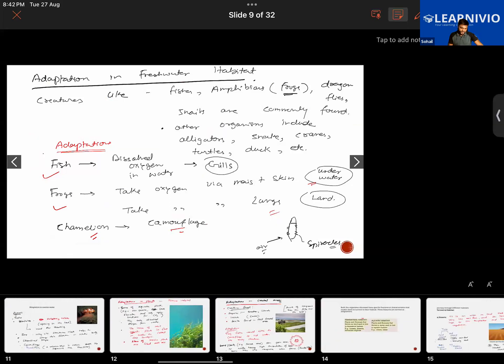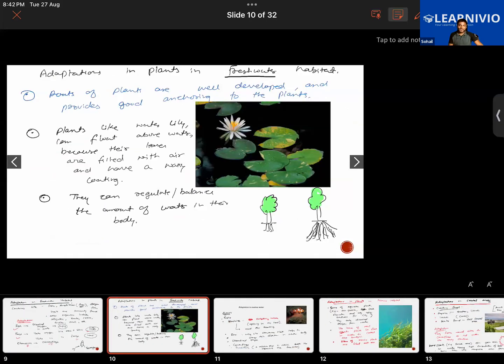Furthermore, we know that the type of plants that grow in the water body also show some adaptation. For example, this water lily: there are lots of air bubbles filled in the leaves of this water lily. So the weight of the leaf is reduced, and hence it is able to float on the water body. There's also a waxy coating on the surface of the leaf, so water does not stick onto the surface of the leaf. That is also one such adaptation.